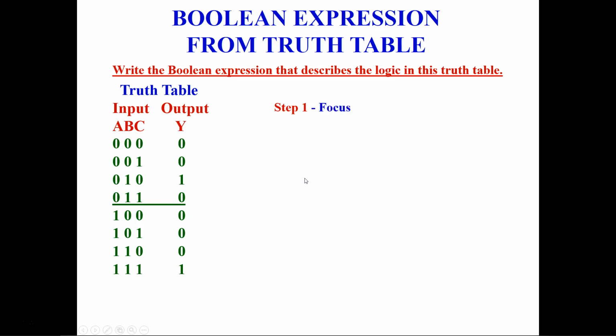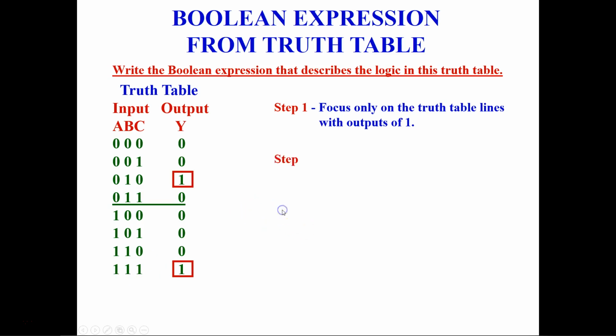The first step is to focus only on the truth table lines with outputs of 1s. Where are the outputs of 1s? We see here there are only 2 places where the output is 1. For this place, A is 0, B is 1, C is 0, and the second time the output is 1, your A, B, C are all 1, right?